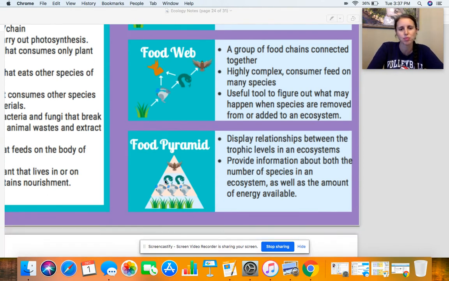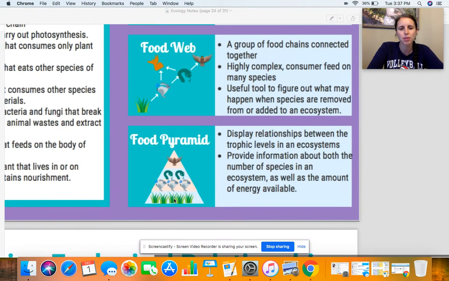Lastly, we have our food pyramid, and in our food pyramid, it gives us just a little bit more information about the relationships. So here we actually have our relationships between the trophic levels. Again, you can see that first trophic level, second trophic level, third trophic level, fourth trophic level. But what it does is provide information about the number of species that are in that trophic level.